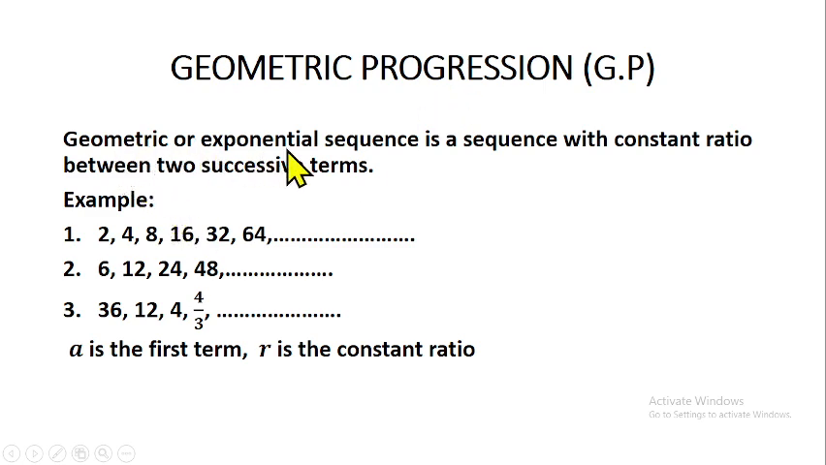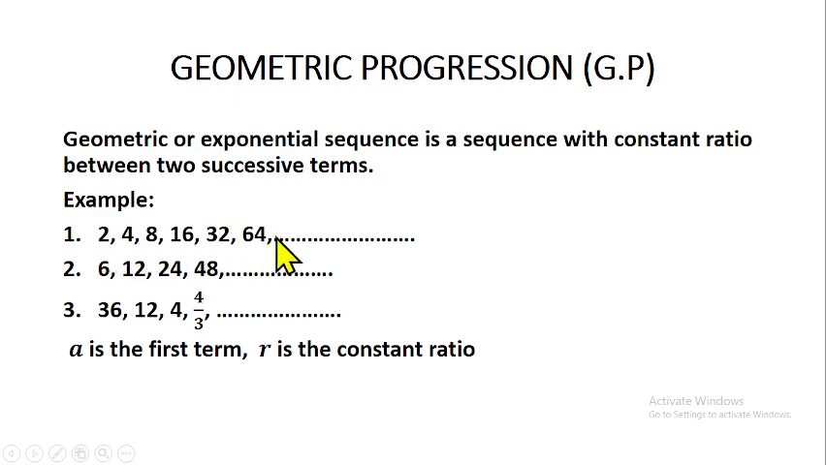Now, a geometric or exponential sequence is a sequence with a constant ratio between two successive terms. Underline constant ratio, underline successive terms. So when I have a sequence and I pick two successive terms and find the ratio, and it is equal to the ratio of another two successive terms, then we know that the sequence belongs to geometric progression. You know that ratio means you divide. Let's say for example we have 2, 4, 8, 16, 32, 64.